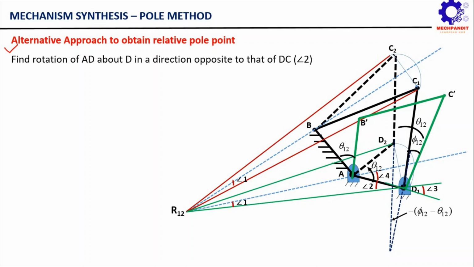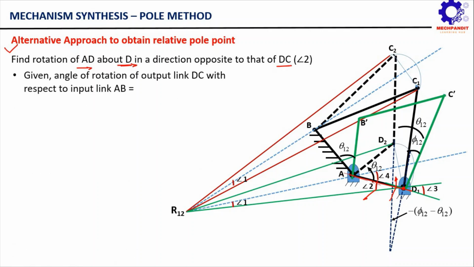So what we are interested in is simply finding out the rotation of AD about D in a direction opposite to that of DC. That means somehow we are trying to find out this angle 2, right? This is the rotation of AD, representing the rotation of AD in an anti-clockwise fashion about this point D, right? Now this angle 2, we are trying to correlate with theta 12 and phi 12.